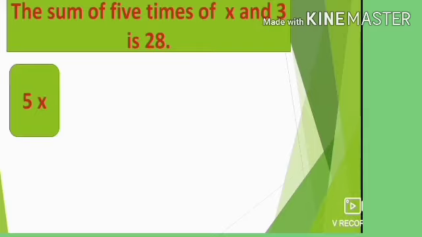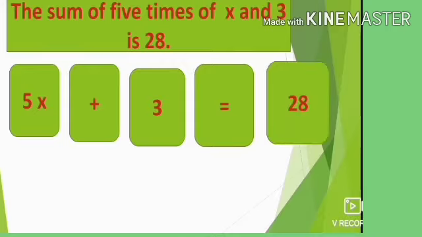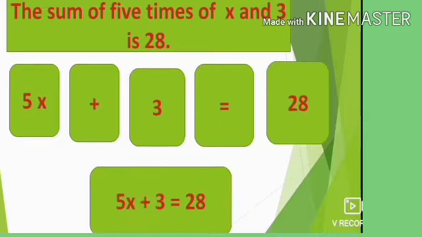Here, 5 times x means 5 into x. The word sum represents the addition symbol between 5x and 3 in the equation, and "is" represents the equal to sign, and the RHS is nothing but 28. Therefore, 5x plus 3 is equal to 28, which is the required algebraic equation.